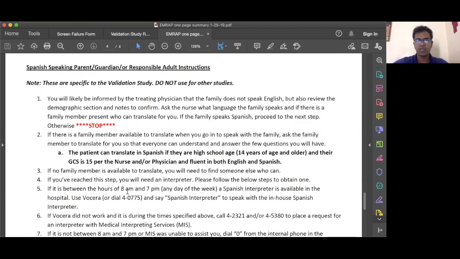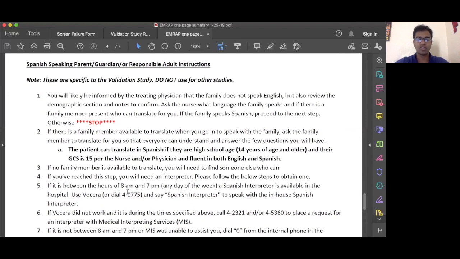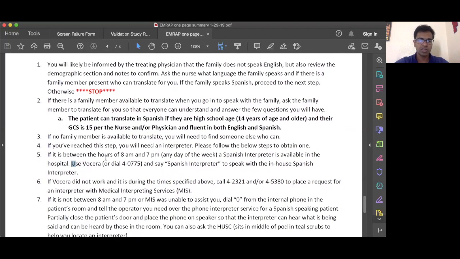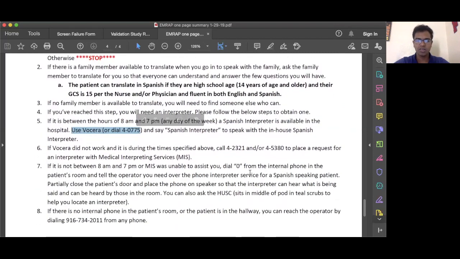In the event that you do have to approach a Spanish-speaking family, a family member can translate for you, as long as they're over 14 years of age and that they're fluent in both English and Spanish. If there is no family member that can translate, we would have to contact a Spanish interpreter, and the instructions are clearly laid out in your one-page summary. So we can either use a Vocera or use the internal phone to contact the interpreter.